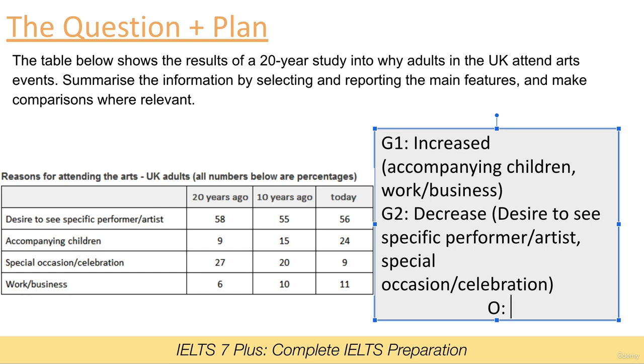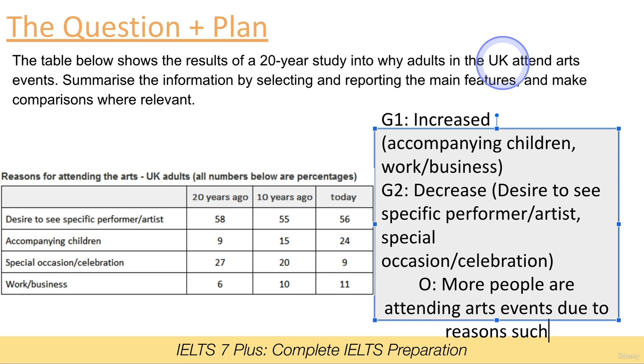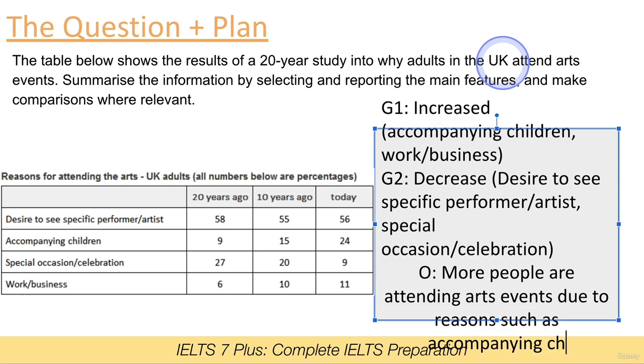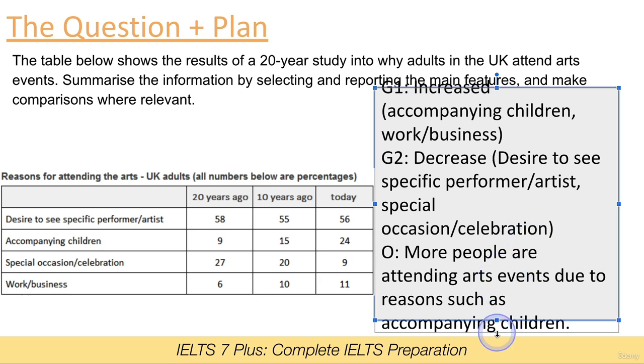Okay. So something along the lines of more people are attending arts events due to reasons such as accompanying children. And we've gone right into the bottom here. I think some of the names of these groupings are quite long, so that's made our notes a bit longer here, but you get the idea. We can make the box a bit bigger if we want to. There we go. Okay. Oh, that nearly covers it.